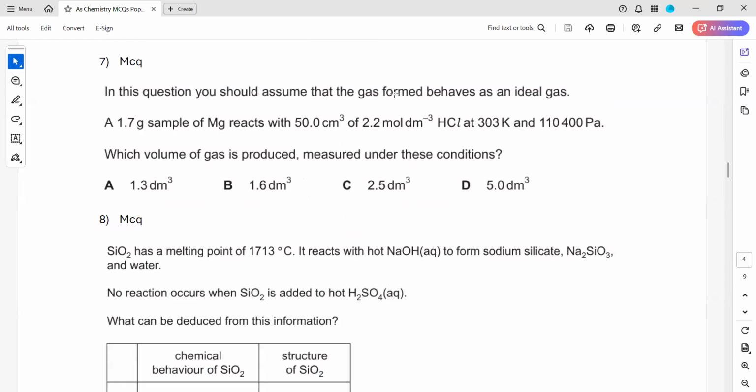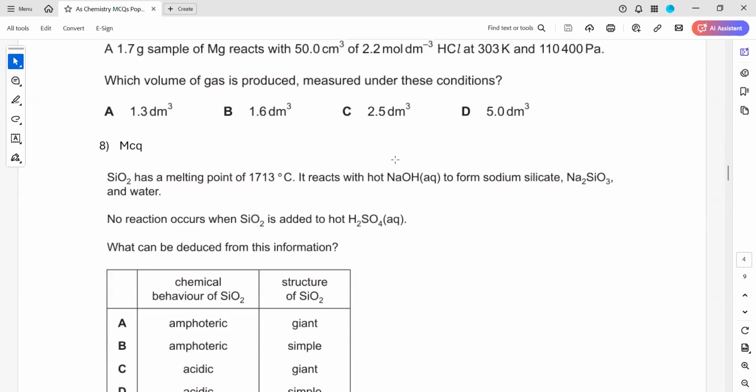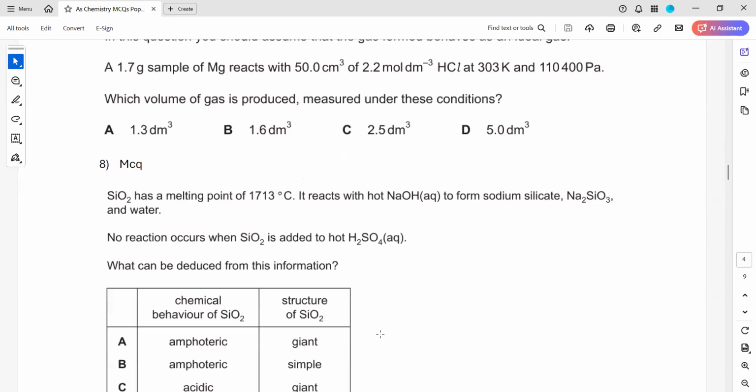Question 7 and 8 out. 7 and 8. Question 7 or question 8?